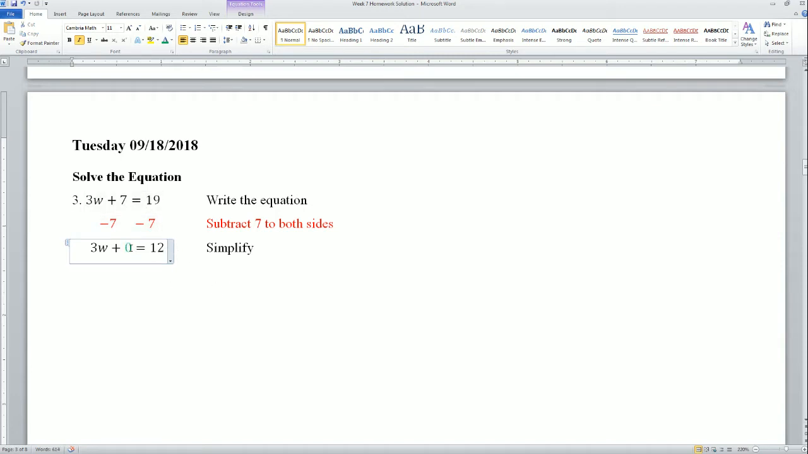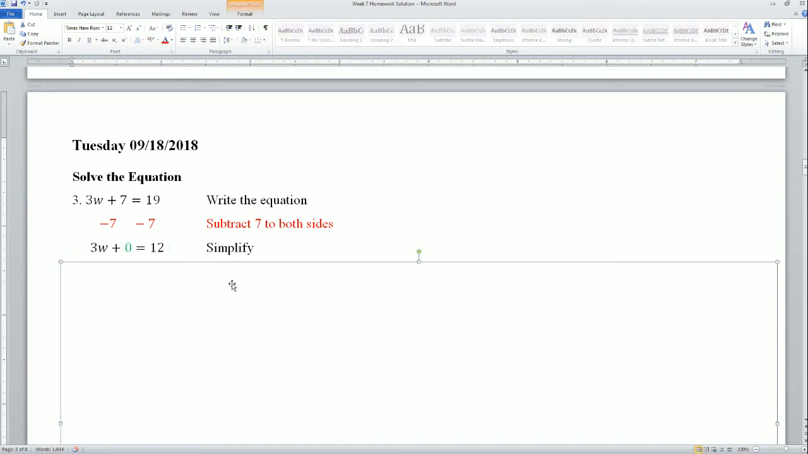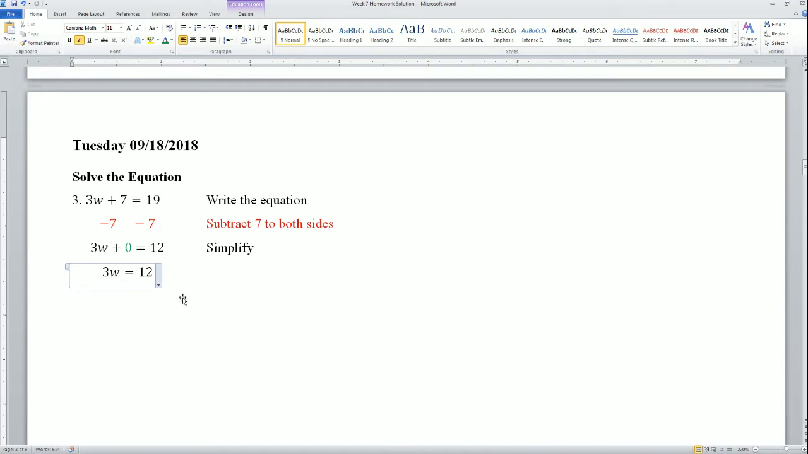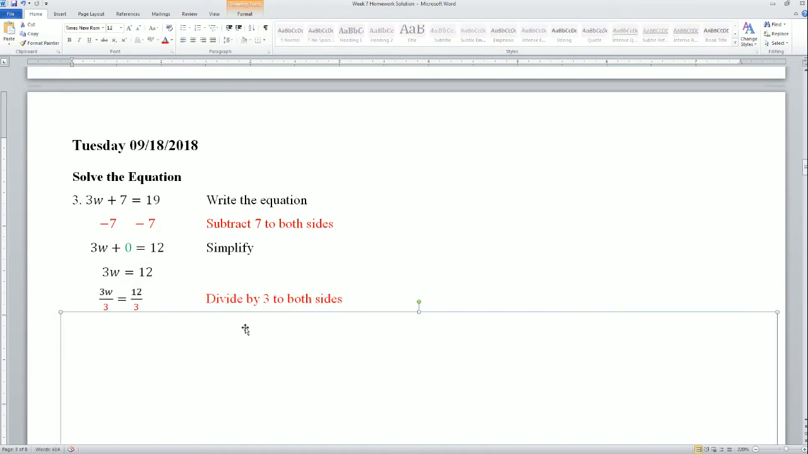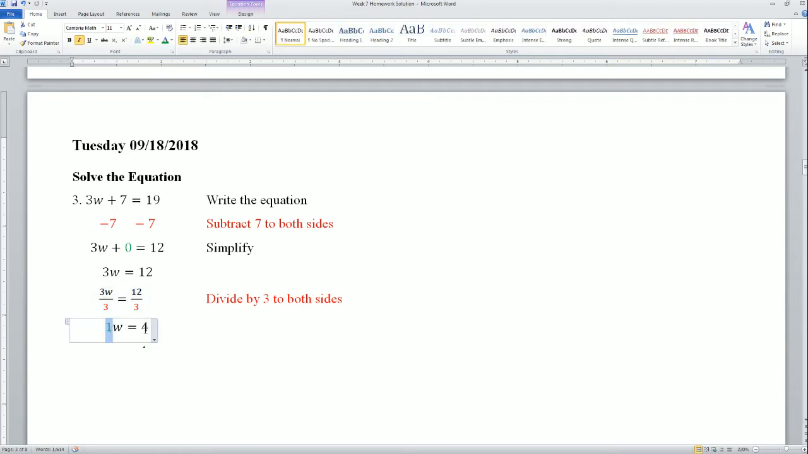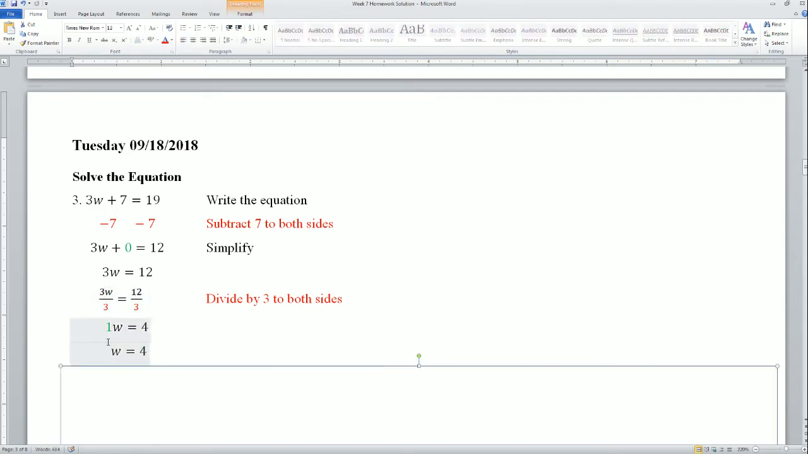Remember, it always produces that identity element of 0. Next, simplify. The 0 is nothing, so that's just 3w equals 12. Now, it's attached via multiplication, 3 times w. So I divide 3 to both sides. 3 over 3 just becomes 1. Any number over itself is just 1. 12 divided by 3 equals 4. Do you see how it produces 1 here? Right hand side produces 4. Simplify, just w equals 4.